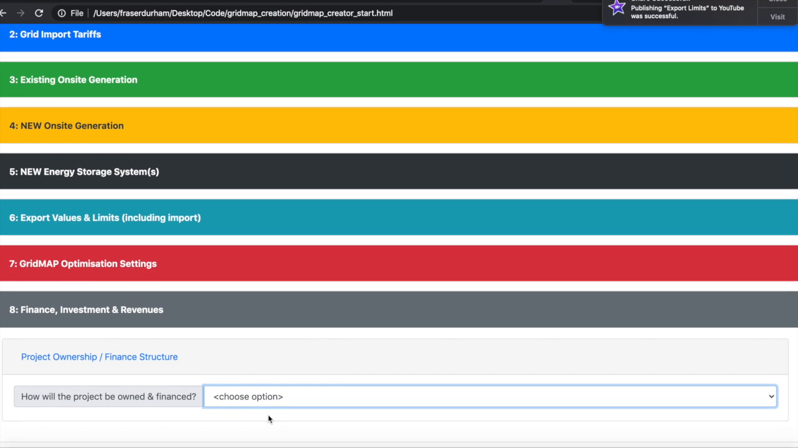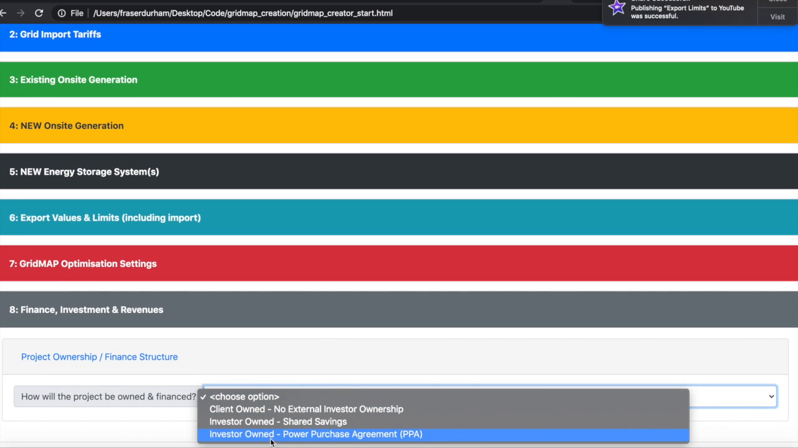So within the project, you just need to choose one of those, and depending on whichever one you choose, you'll have some further questions. If it's shared savings, how much the investor will receive, and if it's a power purchase agreement, what cost per kilowatt hour they're going to be charging.